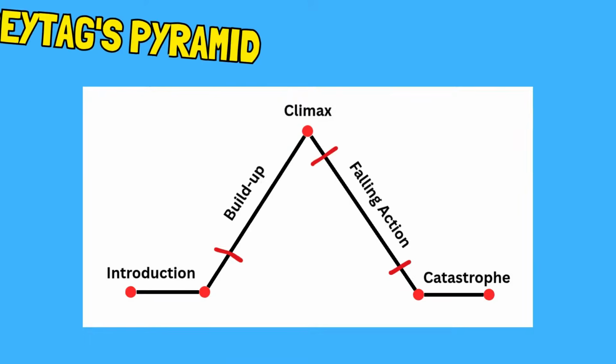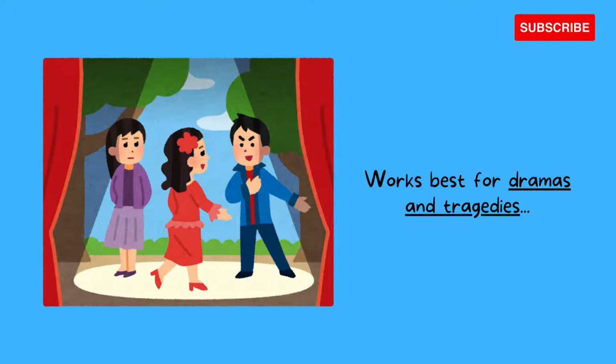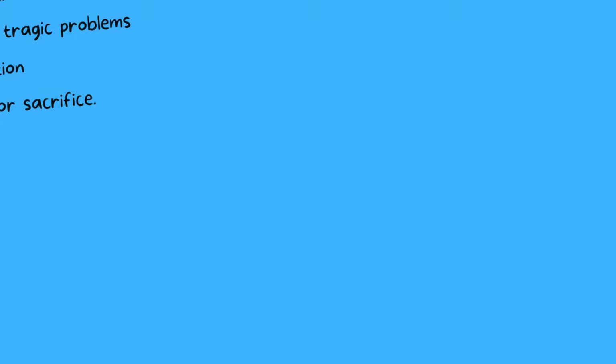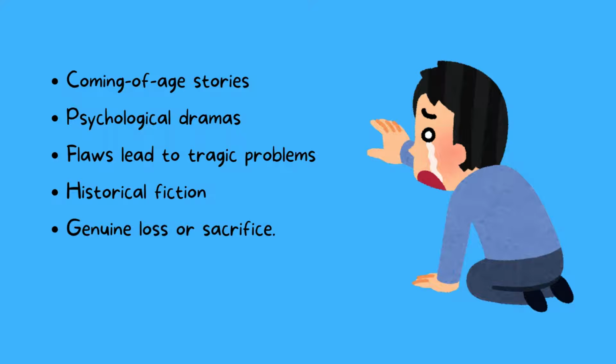So, when should you actually use this structure? Freytag himself said it works best for dramas and tragedies, stories where characters face serious internal conflicts and the stakes are genuinely high. It's perfect for coming-of-age stories with real consequences, psychological dramas, stories where the protagonist's flaws lead to problems, historical fiction dealing with serious themes, and any story where character growth involves genuine loss or sacrifice.